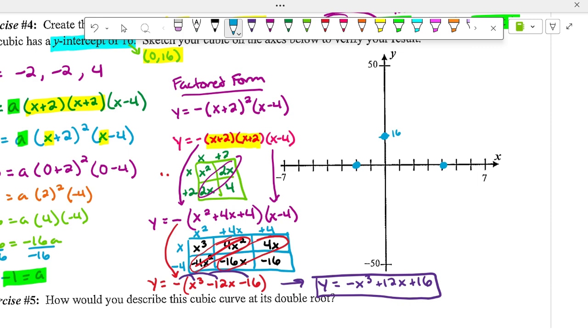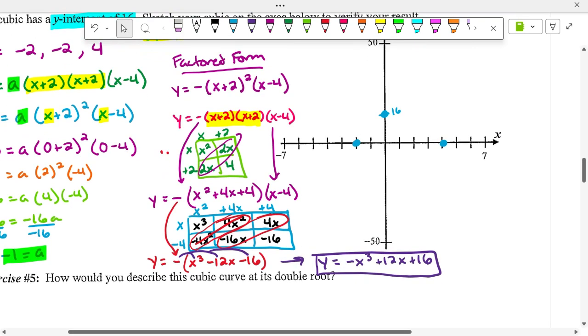Now, based off of my standard form, is this going to be a positive or negative graph? Negative. Is it going to be odd or even? Odd, because my highest exponent is 3, and 3 is an odd number. So what are my tails going to look like? Am I going to start high and get low or start low and get high?